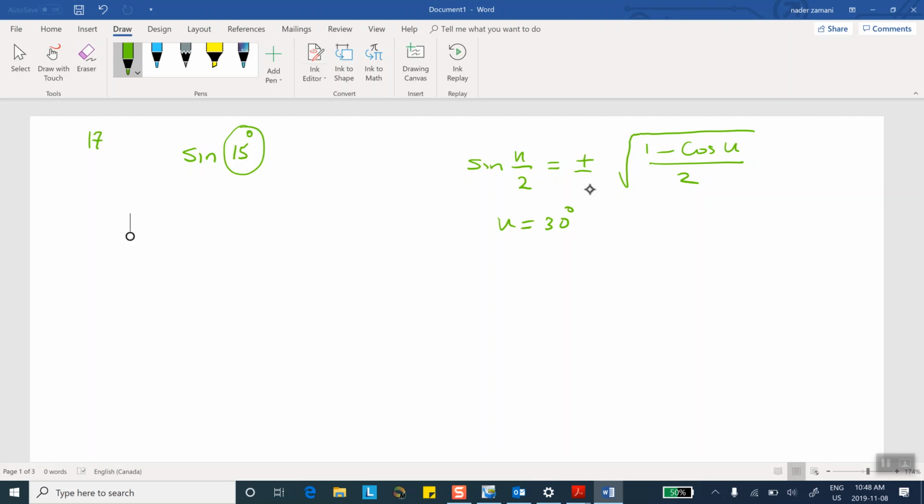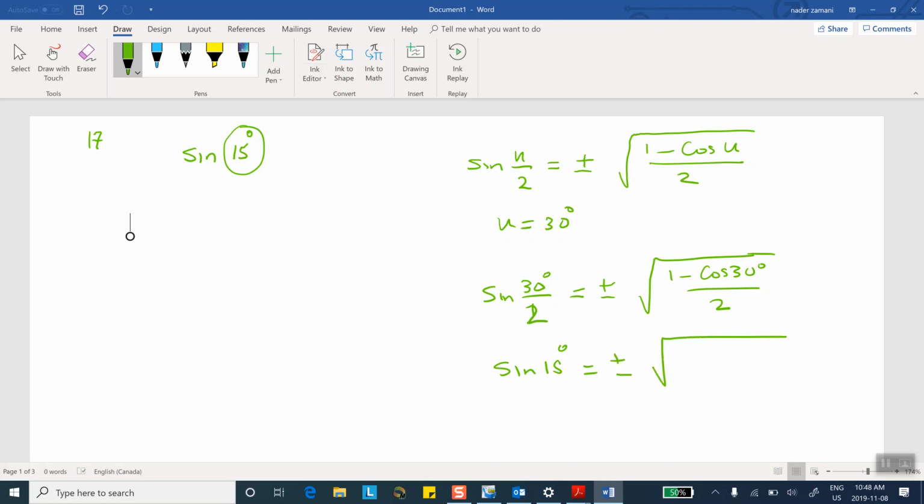There's no problem. We can plug it in. Sine of 30 degrees over 2, which is exactly what we want, is plus or minus the square root of 1 minus cosine of 30 degrees divided by 2. Or sine of 15 degrees equals plus or minus the square root. Now we know cosine of 30 is root 3 over 2, so 1 minus root 3 over 2, no problem there, the whole thing divided by 2.